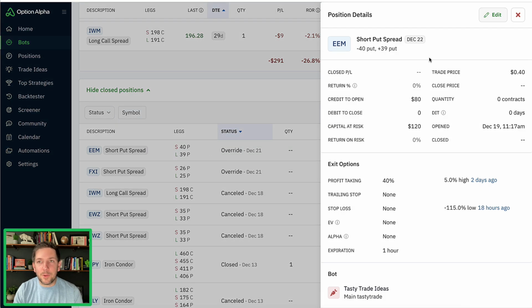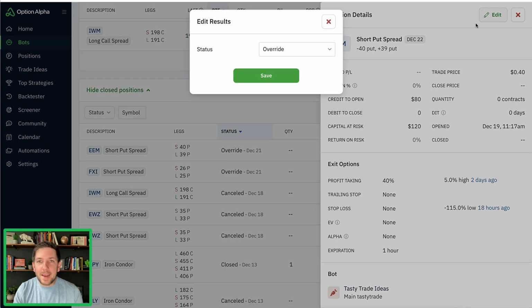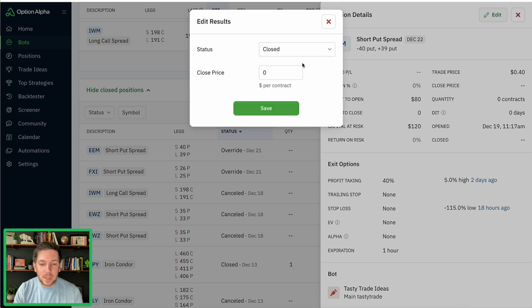Inside of your particular bot here, we'll just start with the EEM position because that's the first one I clicked on. We're going to go up here to edit, and instead of override, we're going to go here to closed. When you go to the closed status, you're going to have to put in a closing price, because you were in control of this. You were overriding the position, so the bot doesn't know what you closed the position for or all the combinations of pieces.